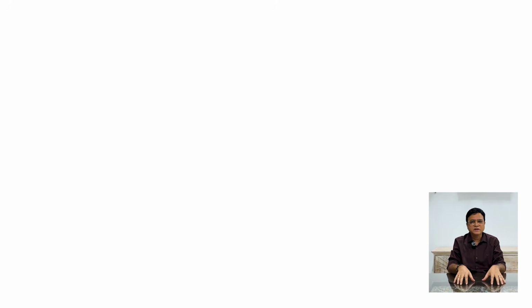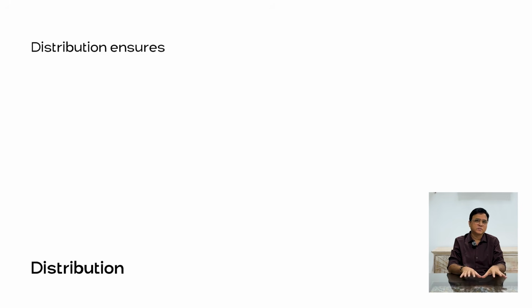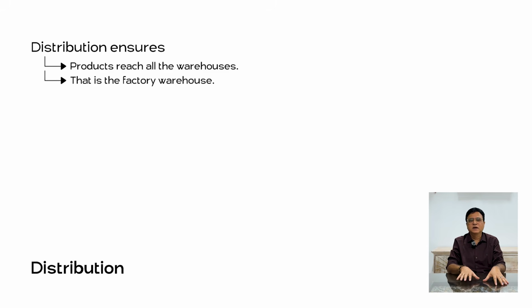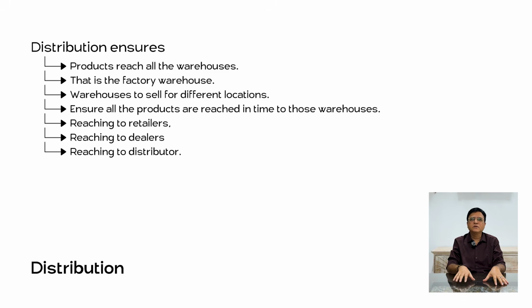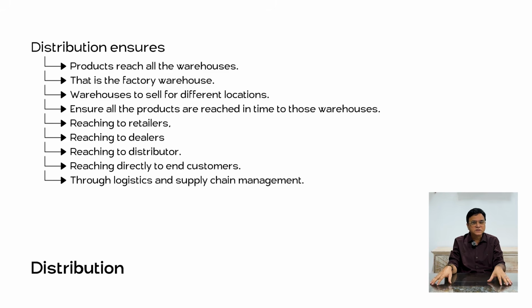Now step number 7 is distribution. Distribution ensures that the products reach all the warehouses, that is the factory warehouse, as well as warehouses at different locations for selling. It ensures all the products reach those warehouses in time, or sometimes reach retailers, dealers, distributors or even the end customers through logistics and supply chain management. So this whole step is called distribution.